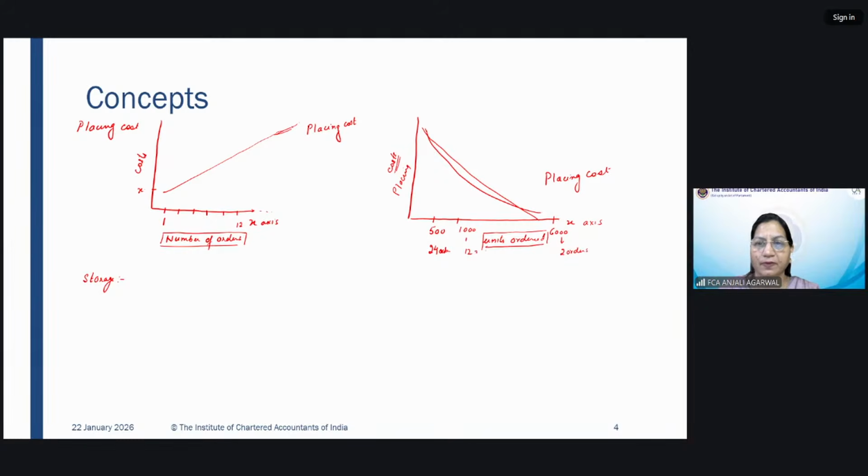Yes, ma'am, understood. So when will we order the 500 units? We need to pay higher cost, because the number of orders increases, your cost is high. So if on the x-axis you have number of orders, the placing cost will increase. But if on the x-axis you have units ordered, the placing cost will decrease.